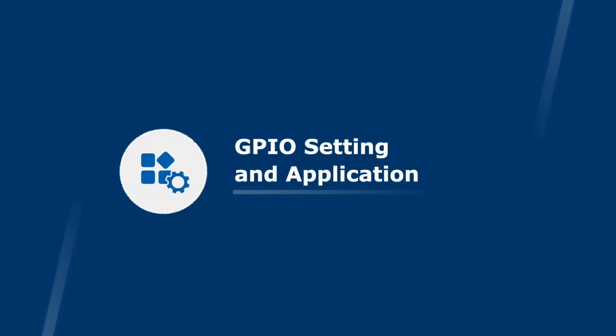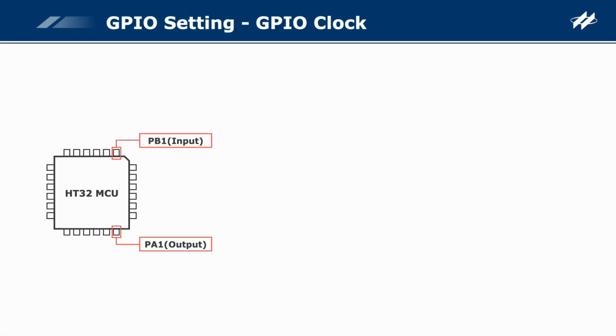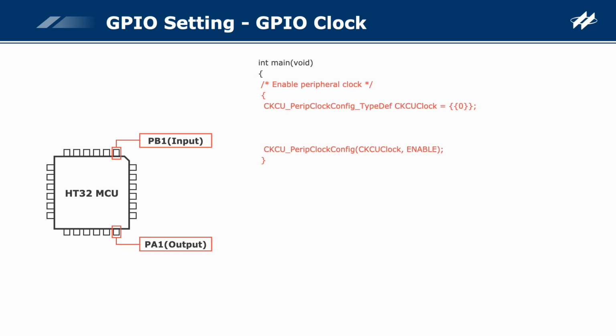GPIO setting and application. Then, we'll introduce the GPIO clock. If PB1 needs to be configured as an input and PA1 needs to be configured as an output, the first step is to enable the clock. This is the program structure to enable the clock.